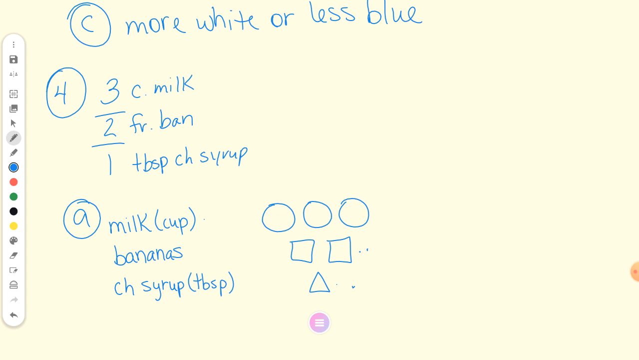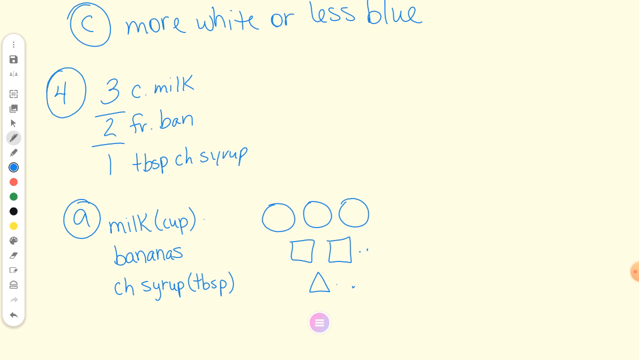Yep, and the only thing is you would just say for every 3 cups of milk, there are 2 bananas, but it's close. Okay, anything else? Could I say for every 1 teaspoon of chocolate syrup, you need 3 cups of milk? Yes, tablespoons, sorry. Could I say the ratio of cups of milk to frozen bananas to chocolate syrup is 3 to 2 to 1? Yes.